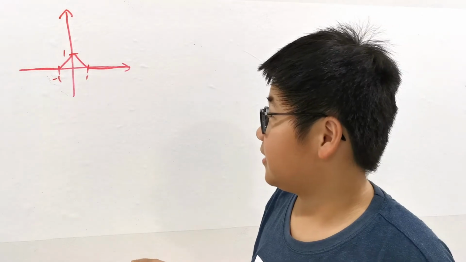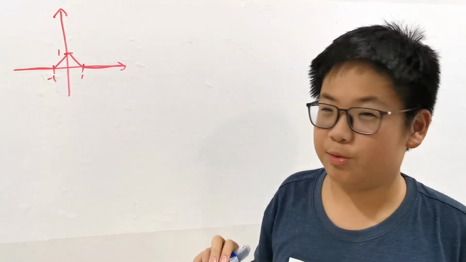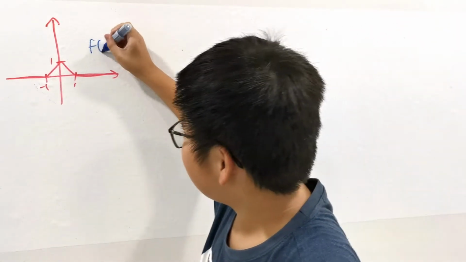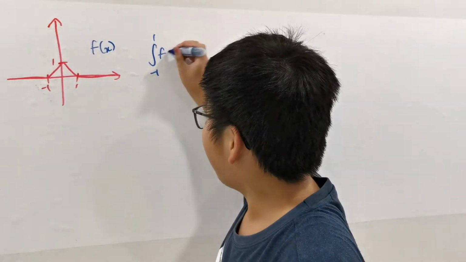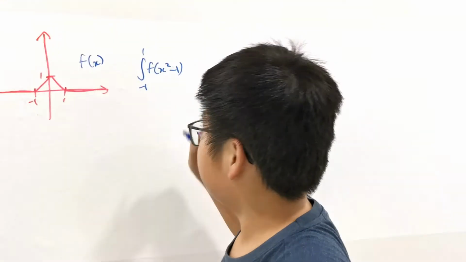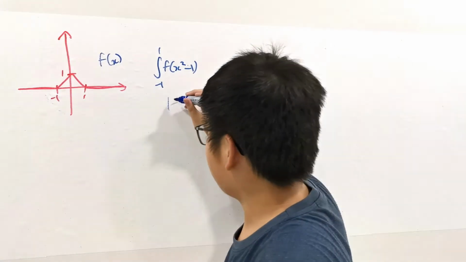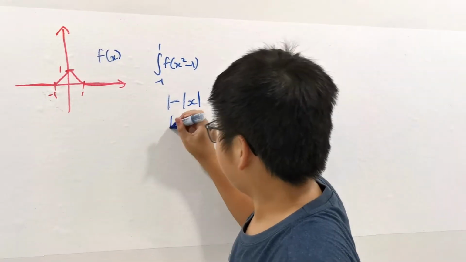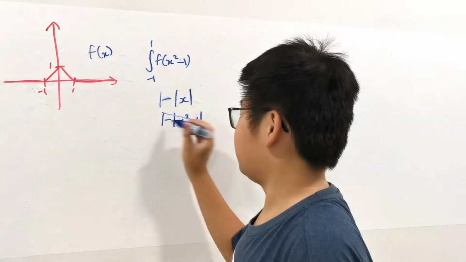Hey, what's this? This is an MAT question, MAT question 1G 2011. And this is f(x). Now we need to find the area from -1 to 1, f(x) squared minus 1. Now you realize this will be 1 minus the graph of mod x. So 1 minus mod x squared minus 1, you can't just do this.